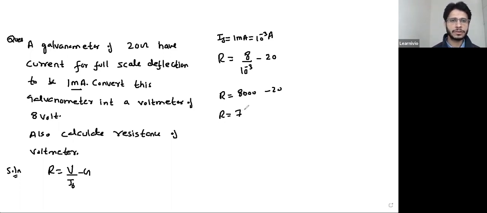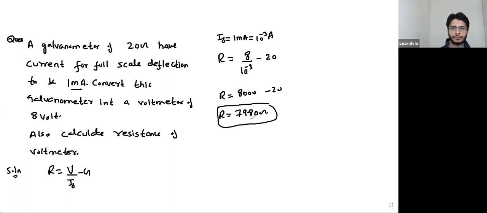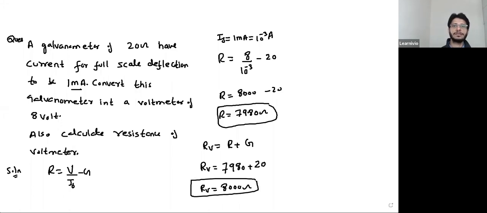8,000 minus 20 means 7,980. That's the resistance, the resistance that you will connect in series. And the resistance of the voltmeter is simply this resistance plus the resistance of the galvanometer. This is the resistance of the voltmeter. So you can say that the resistance of the voltmeter is 7,980 plus G, which is 20. So it comes out to be 8,000 ohm. That is the resistance of your voltmeter.